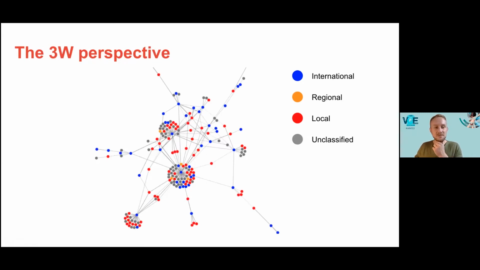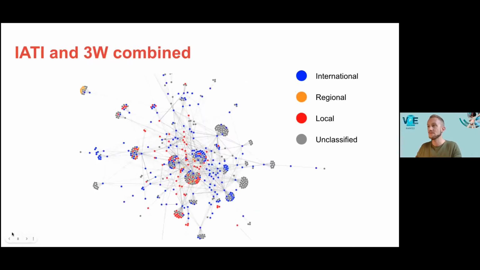Okay, so when we combine the IATI and 3W data, this is what we see. It's a much richer picture than only looking at one of them by themselves. While IATI lacks information about local actors, when we link through the programming organizations, we get the international context that's currently missing from 3W. So we see that both data sets have some advantages, but when we combine them together, there are much greater advantages as well.